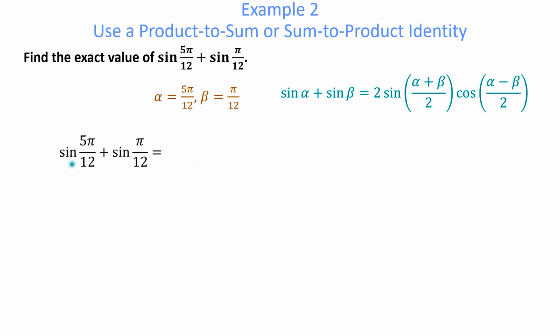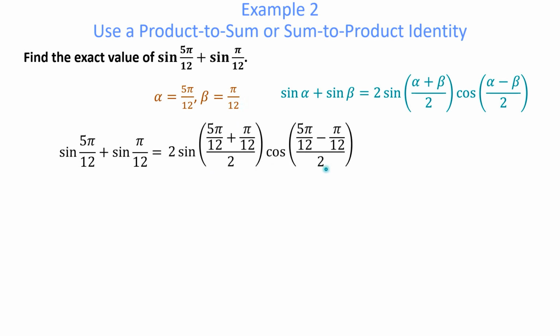So if you take our original expression over here, we'll rewrite it as we have over here by replacing the alpha and the beta with 5 pi over 12 and pi over 12 respectively. And this will give us the following. And you'll notice that this bracket here will simplify to pi over 4. And then this bracket over here will simplify to pi over 6. And then we just need to work out what sine of pi over 4 is and cos of pi over 6 is. And they will be the following.